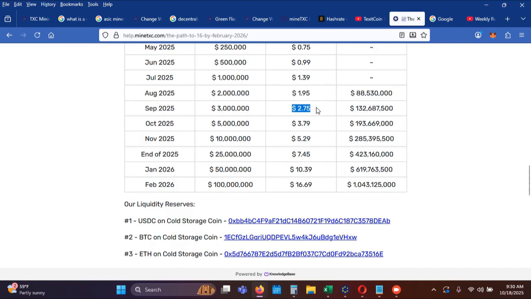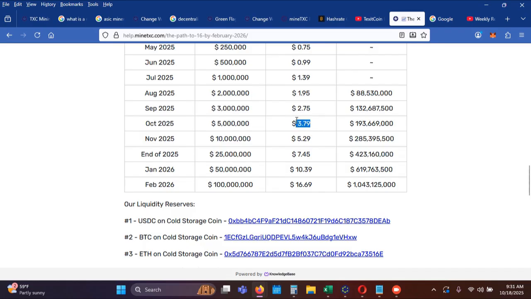So the price was $2.75. Well, the price was greater than that, but the base price, there's like, hey, we don't want the price to fall below this $2.75. And in order to accomplish that, we need to have at least $3 million available in liquidity. Now we are in October, okay?